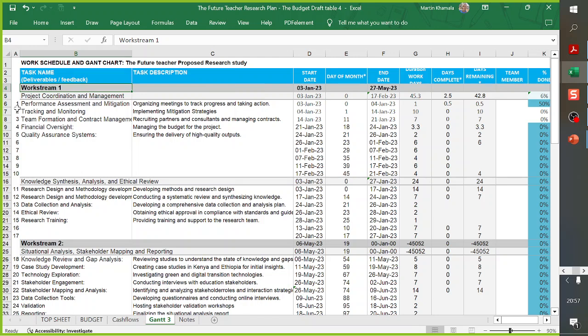So, the methodology that Prof. Gatune has recommended is what he's calling a sequential mixed method approach, and it's based on 4 streams.